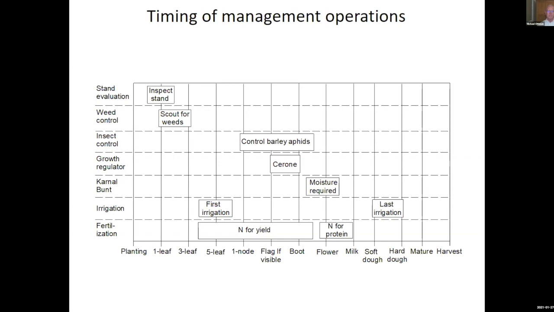There are certain growth regulators that can be applied, and an old growth regulator called Cerone had a very, very tight window that had to be applied near the flag leaf, the boot stage. In the case of Kernel bunt, which is more of a political disease than a biological disease, that particular disease required some moisture just as the head was coming out.